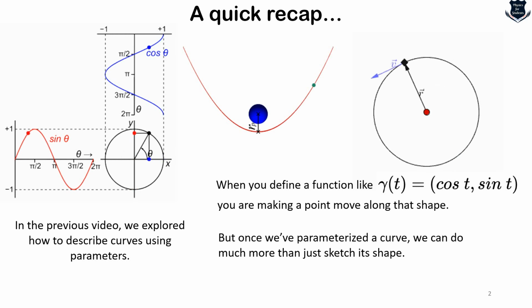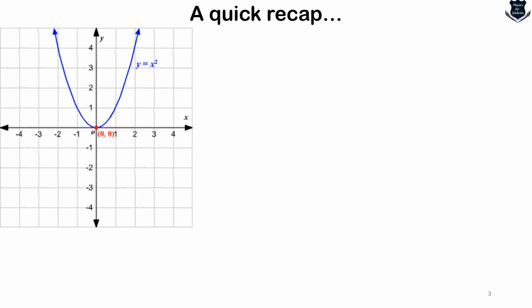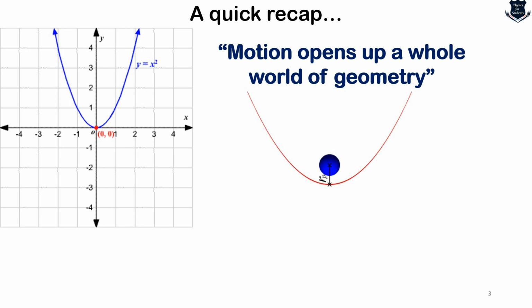So parameterization is something that we have already covered in the previous video. We have also covered something like this, a static parabola, and then the particle starts moving. As t moves from negative to positive values, you can see that the function traces the entire parabola. So this gives us the same parabola, but now it is a moving point based on a parameter t. From here we can say that the motion opens up an entire world of new geometry.